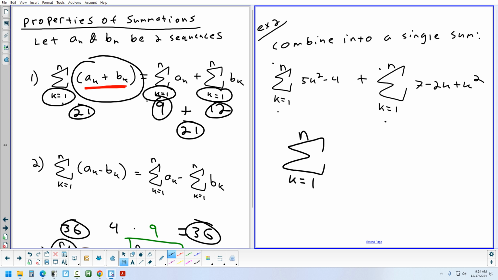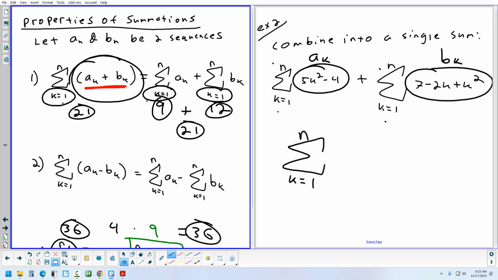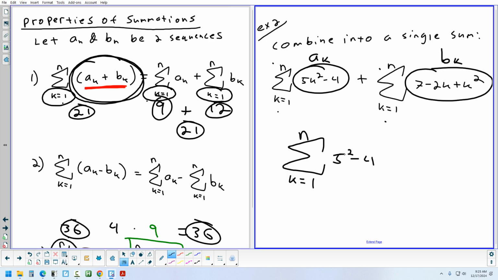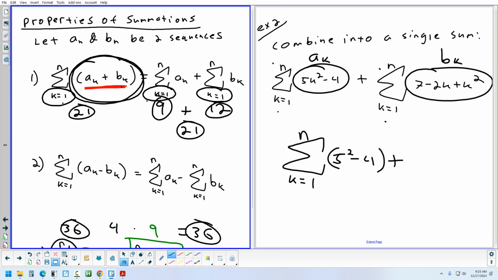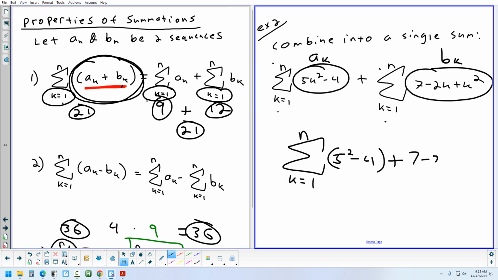Now we just combine basically this part to this part. Think of the one that I circled on the left as your A sub k, and the one on the right is your B sub k. So write down what I just circled right there. But instead of A sub k, write 5k squared minus 4, plus, and instead of B sub k, write 7 minus 2k plus k squared.